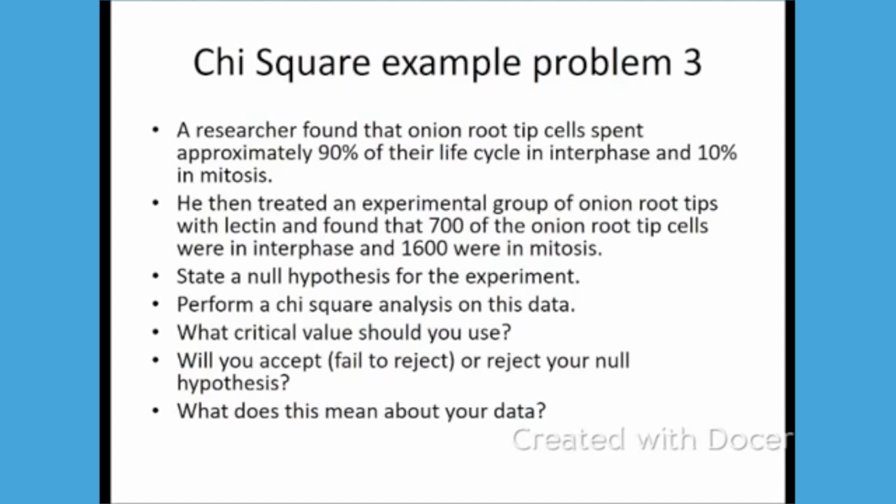Again, our null hypothesis for this particular problem is going to be that lectin has no effect on the cell cycle of onion root tip cells. So we're next asked to perform a chi-square analysis on this data.